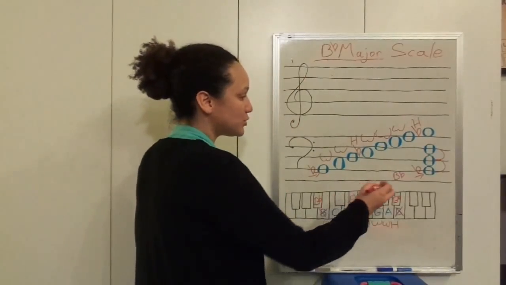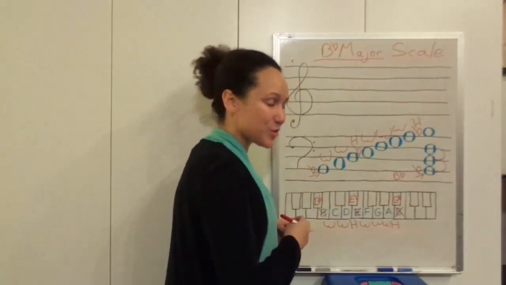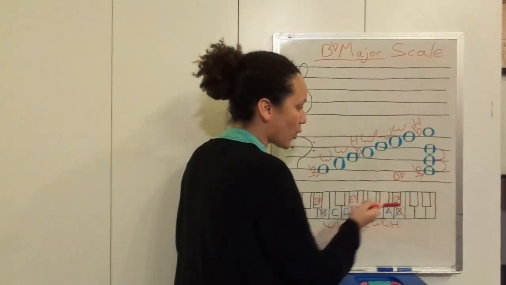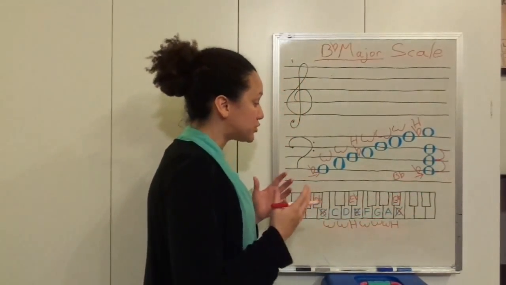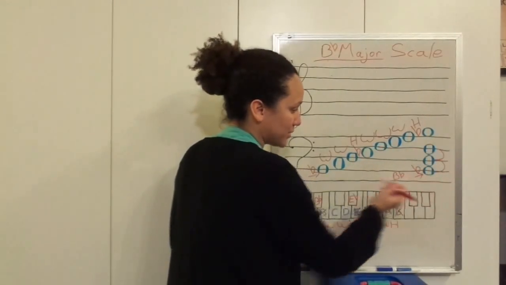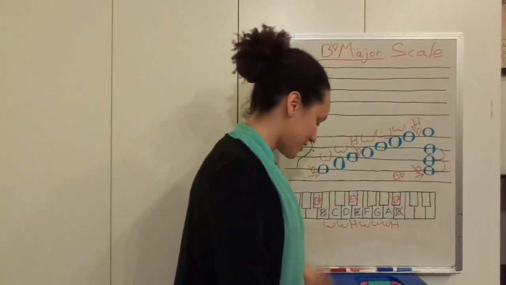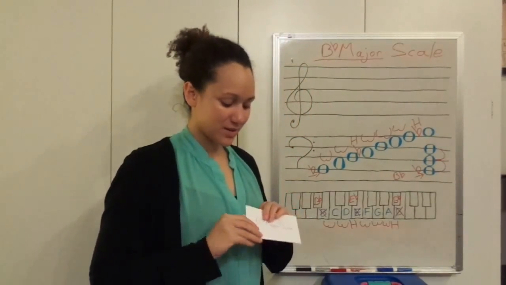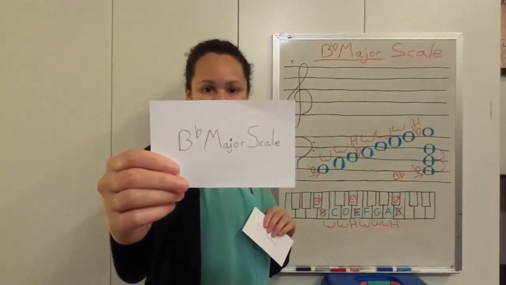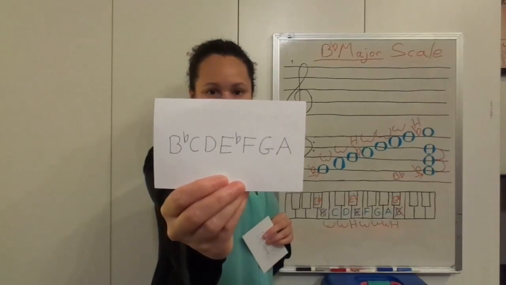So those are the two most common ways we play the chords, or we use the chords. So we have our scale, B flat major scale, and our chord, B flat major chord. Alright, go ahead and take out your flashcards. B flat major scale, go ahead and write it out. And on the reverse side, write out the whole scale.